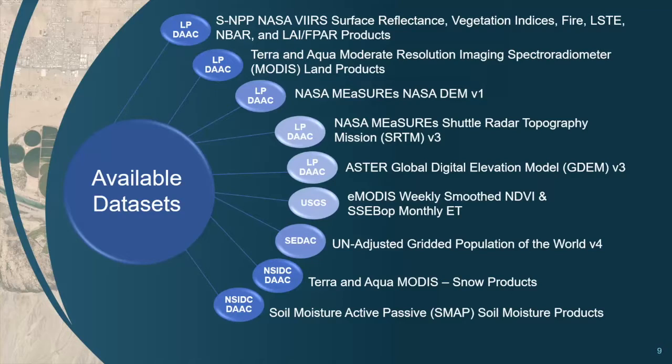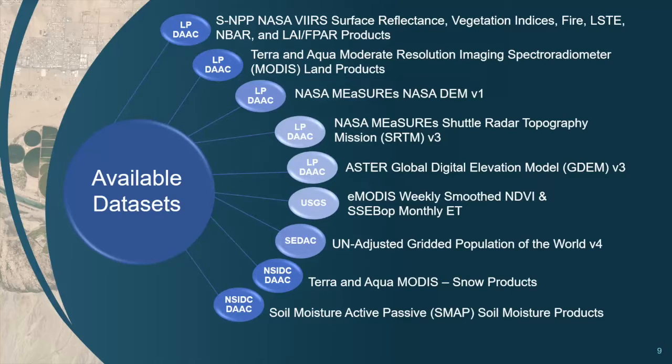Okay, so now you may be wondering what data are available in AppEEARS. Currently, we have NASA VIIRS and Terra and Aqua MODIS land products, including products such as surface reflectance, land surface temperature and emissivity, vegetation indices, LAI and FPAR, land cover, and fire products. We have 3 different digital elevation model products, including NASA DEM, NASA's Shuttle Radar Topography Mission or SRTM version 3, and the ASTER Global Digital Elevation Model or GDEM version 3.